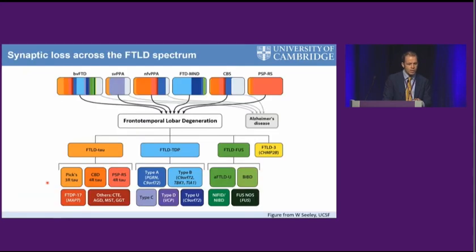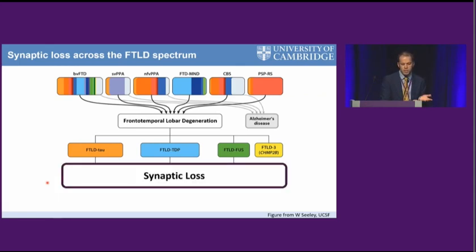No disclosures. As we know, the macroscopic neuropathological finding of frontotemporal lobar degeneration is associated with a heterogeneous range of clinical entities and also varied underlying proteinopathy. But they all have in common synaptic loss.